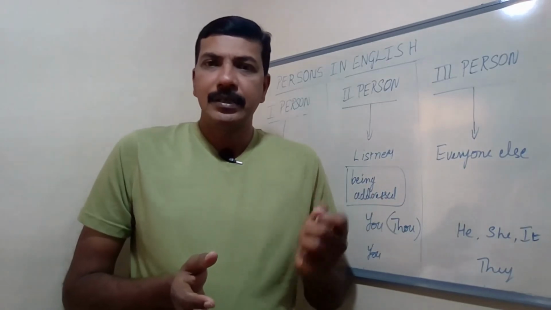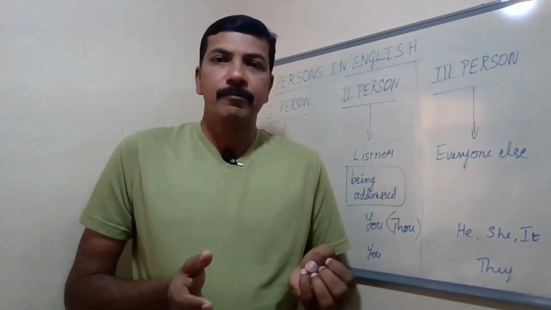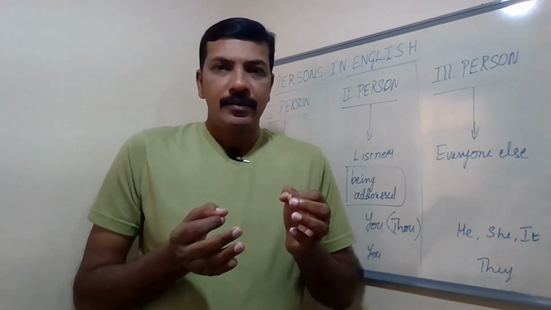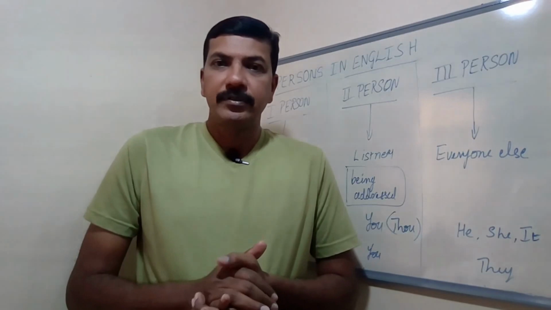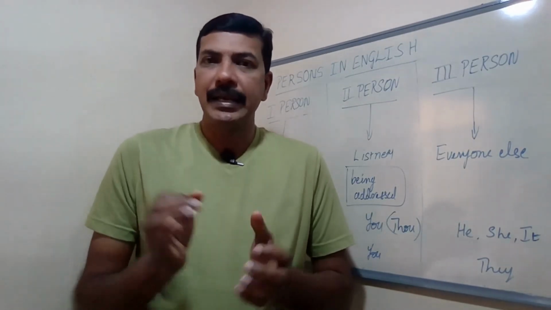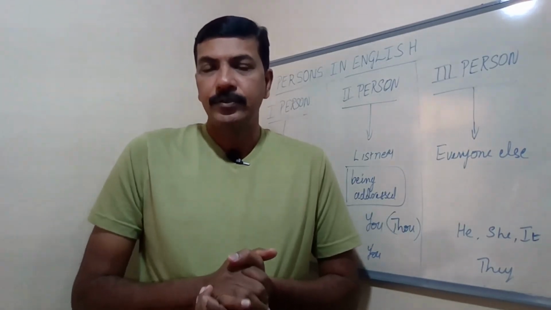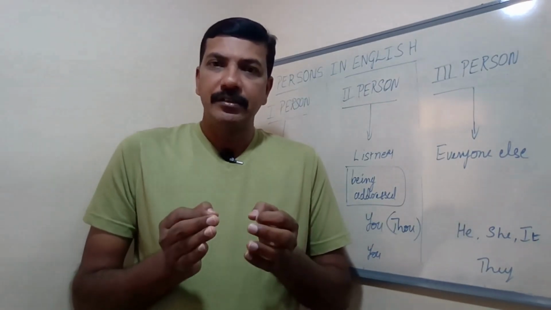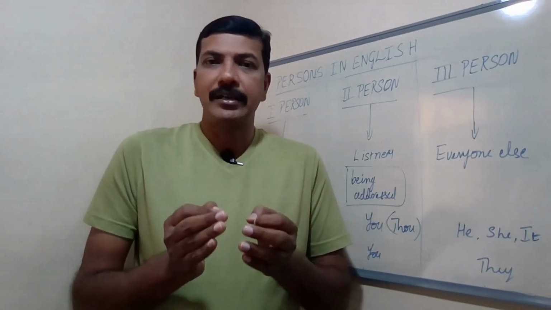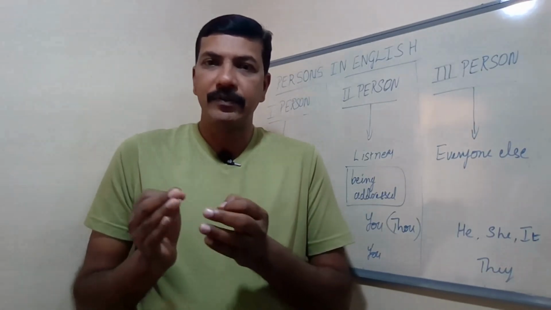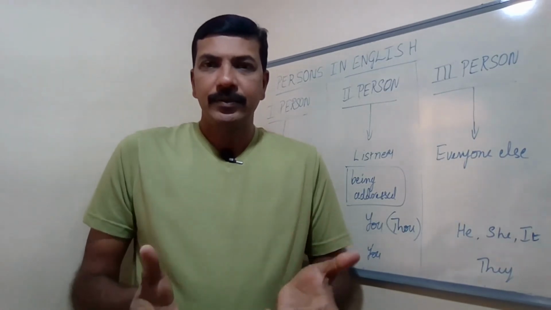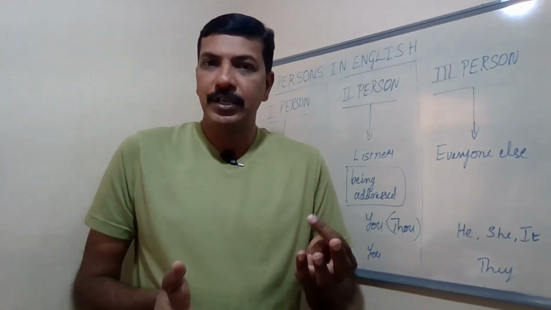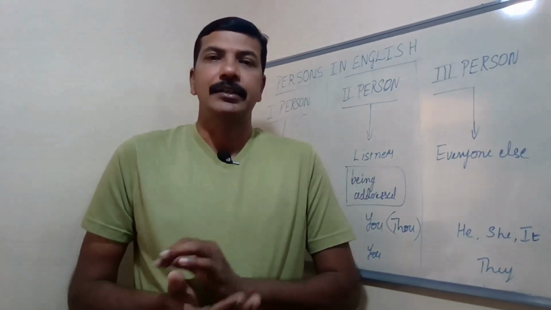As you may notice, some of their errors are like this: he come, she go, it run. Whenever a third person singular subject comes, the verb in its first form must be added with s or es. So this is the basic thing to be remembered. When a third person singular subject is there, the verb in first form must be added with s or es. So it comes like this: he comes, she goes, it runs, like that.